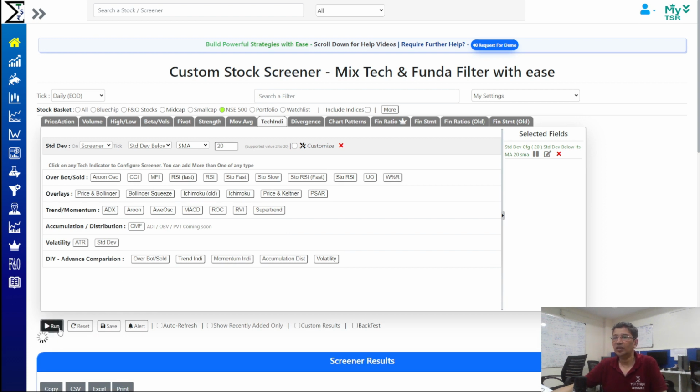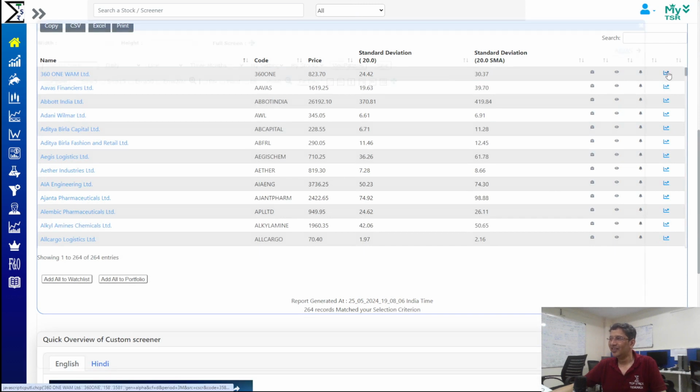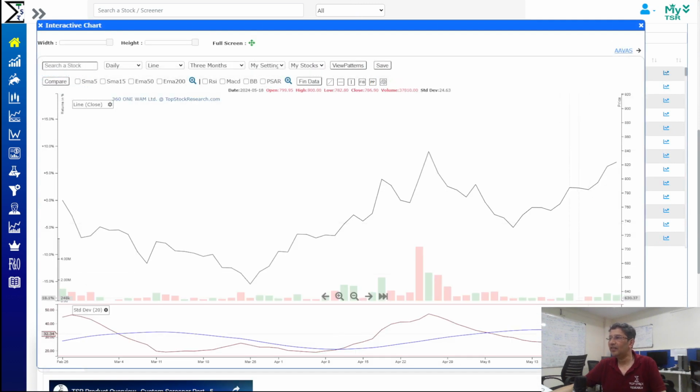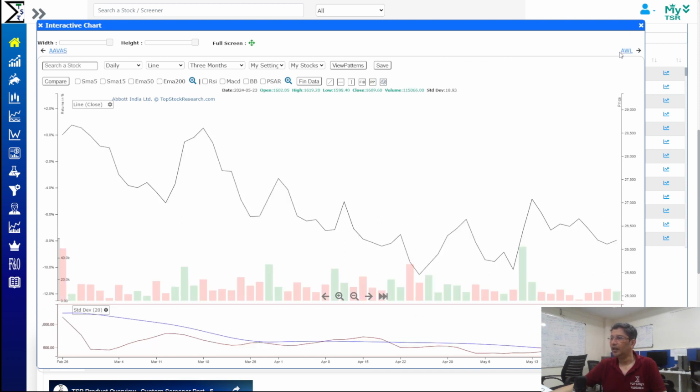Okay, so when you look at the stocks, you'll see stocks where it is trading below standard deviation. So this is the moving average of standard deviation. It is trading below, so that means it's less volatile. It's another measure of monitoring it. See, very good quality stocks are coming out here, right?